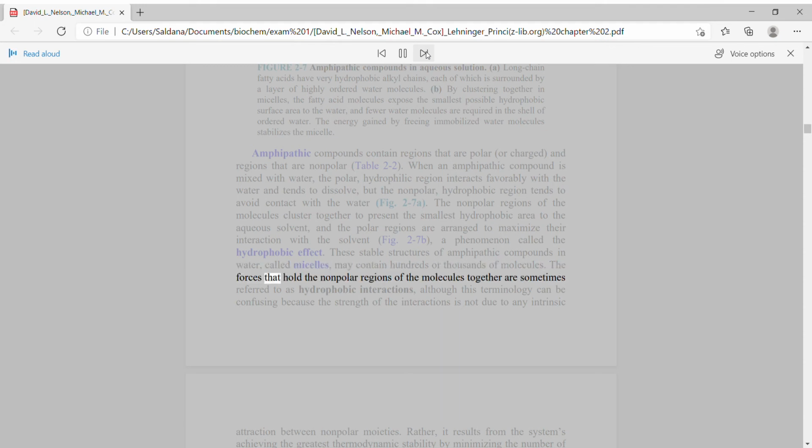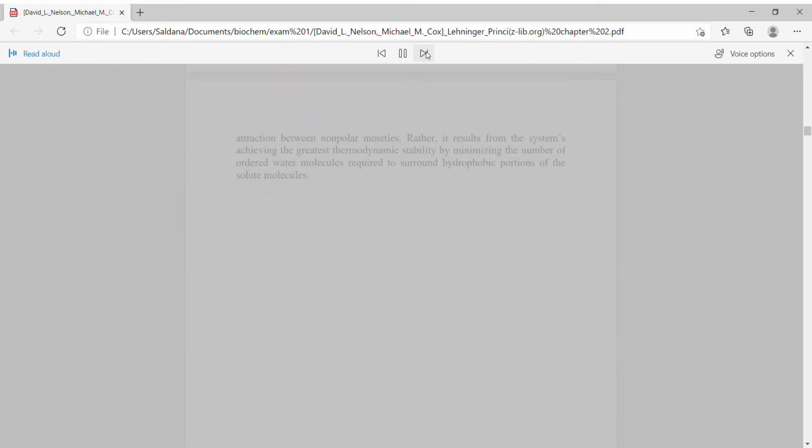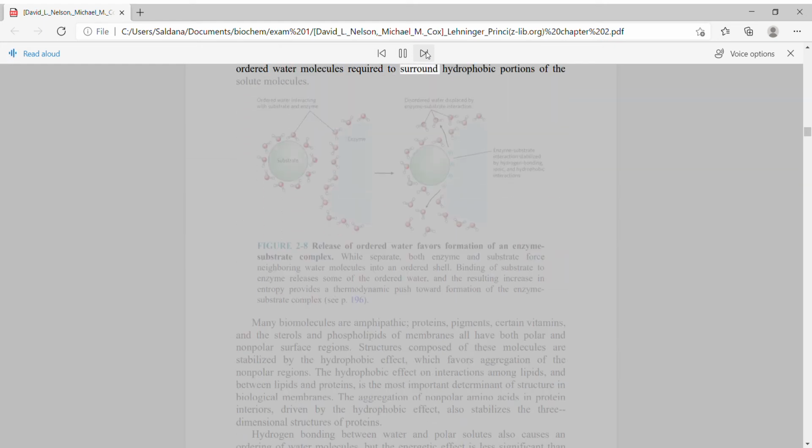The forces that hold the nonpolar regions of the molecules together are sometimes referred to as hydrophobic interactions, although this terminology can be confusing because the strength of the interactions is not due to any intrinsic attraction between nonpolar moieties. Rather, it results from the system achieving the greatest thermodynamic stability by minimizing the number of ordered water molecules required to surround hydrophobic portions of the solute molecules.